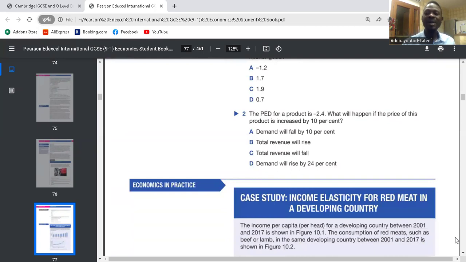The PED of a product is negative 2.4. What will happen if the price of this product is increased by 10%? Total revenue will fall, because it is price elastic. If the product is price elastic and you increase the price, the total revenue will fall. Is it clear? Any question about it? No. So we're done with chapter 10.